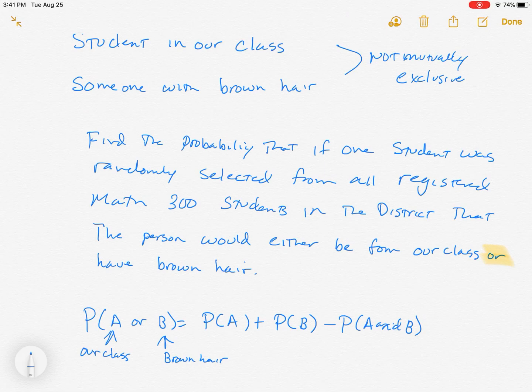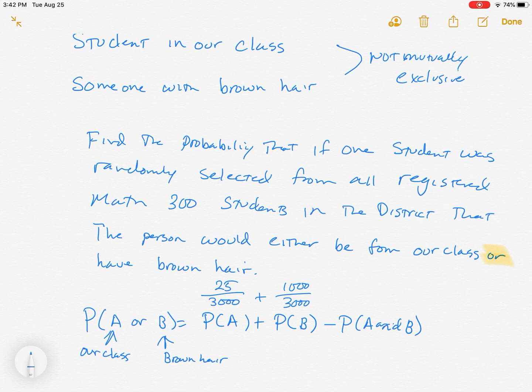So what they're saying is if you want to know this probability, one way to figure it out is take the probability of randomly selecting someone from our class. Well, we have 25 students in our class, and let's suppose there's 3,000 students taking Math 300 across the district. The probability that somebody's going to be from our class is 25 out of 3,000. Then we add to that the probability that the person has brown hair. Again, there's 3,000 individuals, and for lack of a better reason, let's suppose 1,000 of them, a third of them, had brown hair. I'm totally making that up, but just for emphasis.